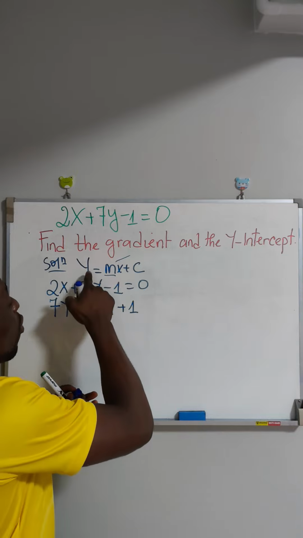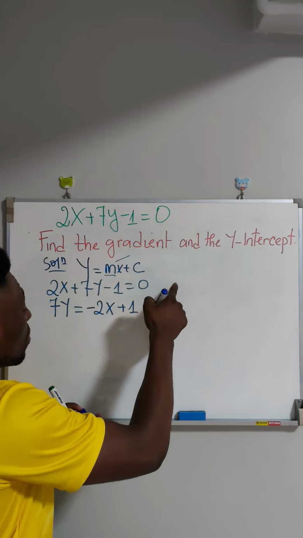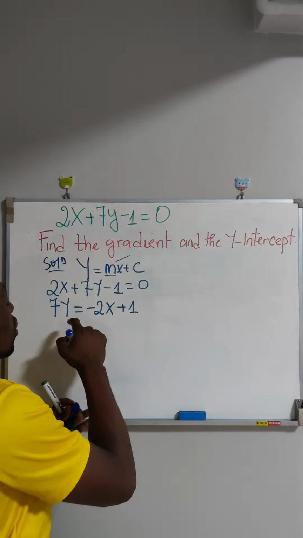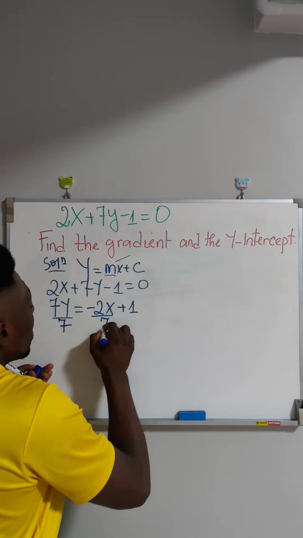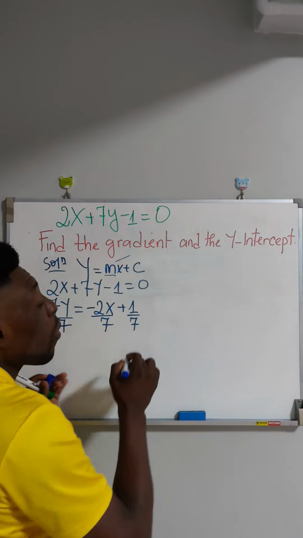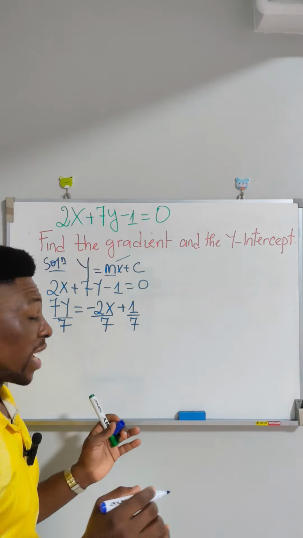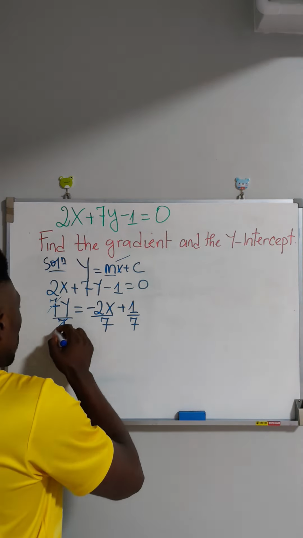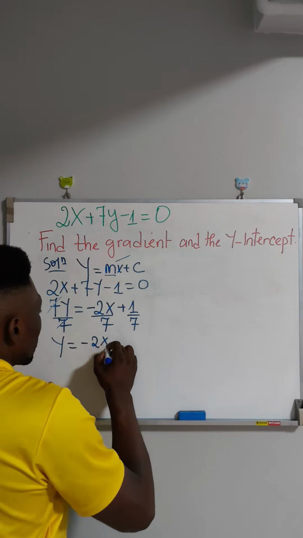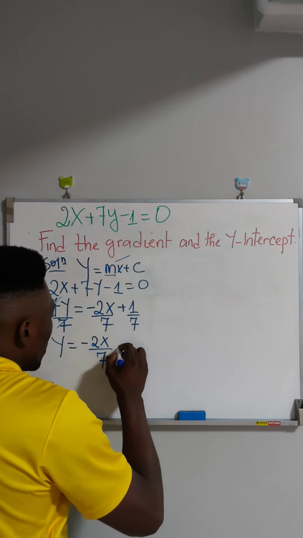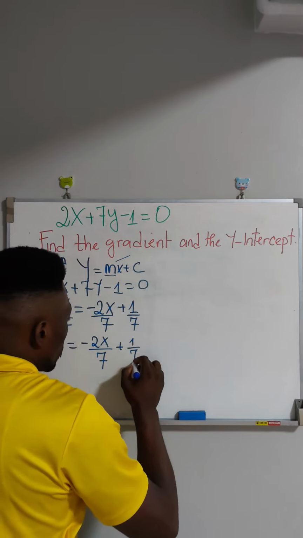We are hoping to have y alone equal to something, not 7y. So we proceed by dividing both sides by 7. So 7 is going to divide every single component of our equation. Alright, so if you do this correctly, you will have y equal to negative 2x all over 7, plus 1 all over 7.